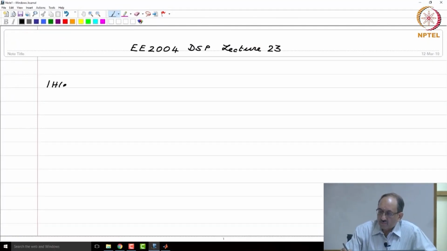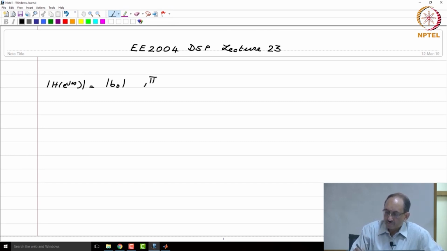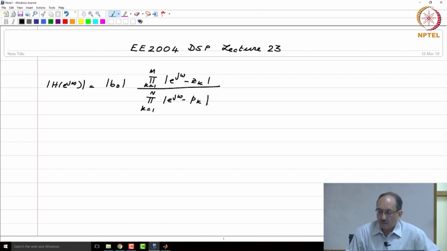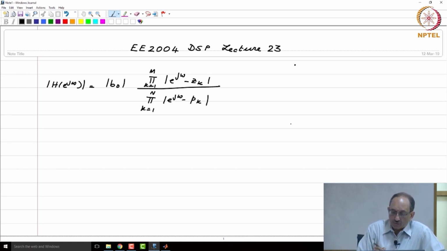So, we saw that the magnitude can be written like this: going from 1 to n, magnitude of e to the j omega minus p_k. And immediately the geometric interpretation associated with the difference of two complex numbers gives rise to the picture that we had described yesterday. That is, you are going along the unit circle.